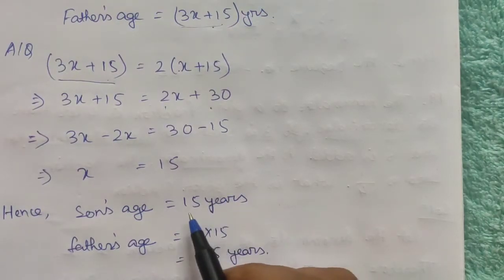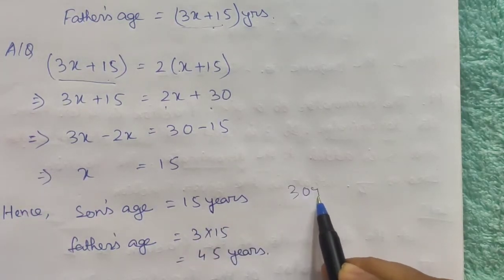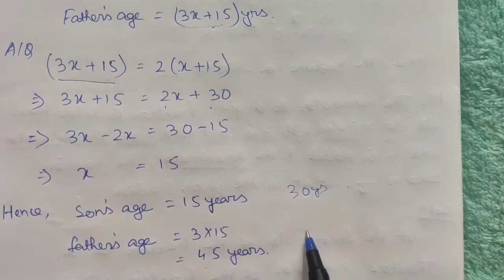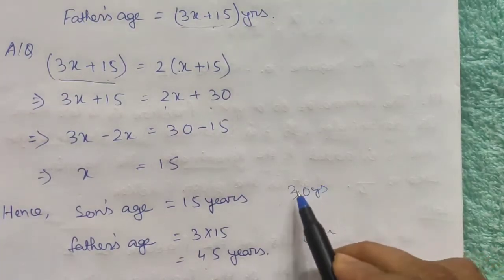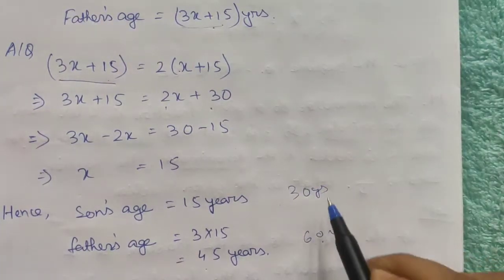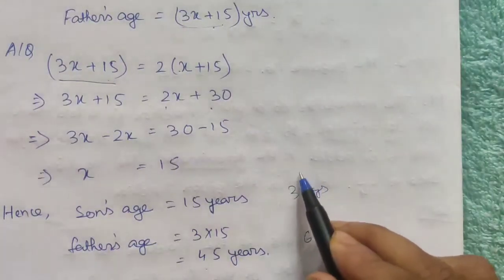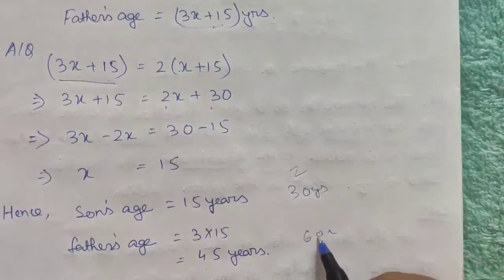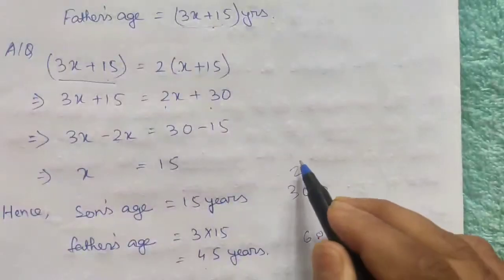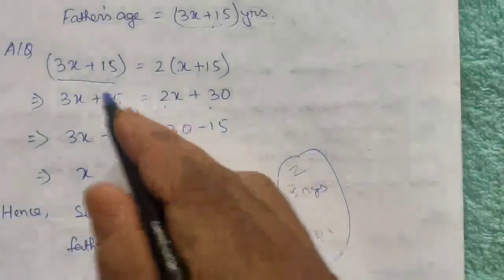So now look here. After 15 years, suppose son's age will be what? 30 years, and father's age will be what? 60 years, right? So the father's age will be 2 times his son's age, right? Suppose it is 30, if we multiply 30 with 2, it will be what? 60, right? So I have told about this thing in this case, right?